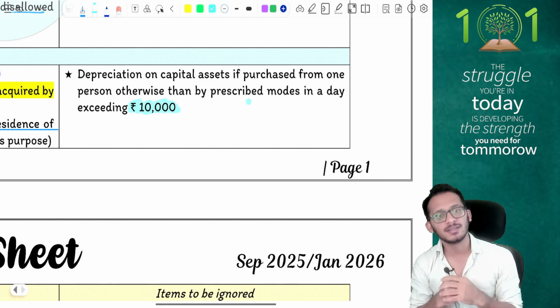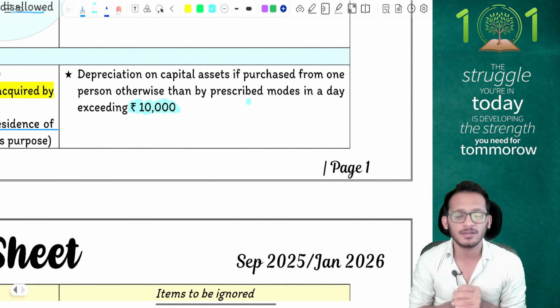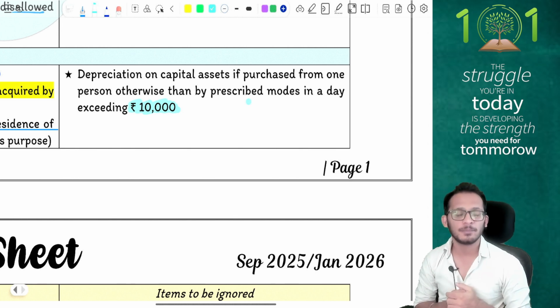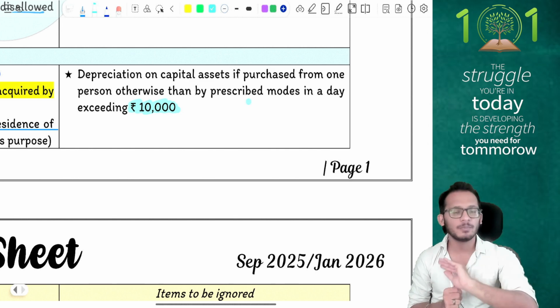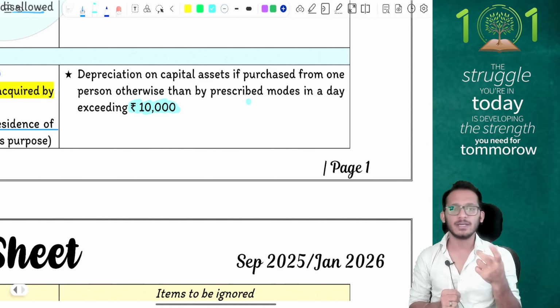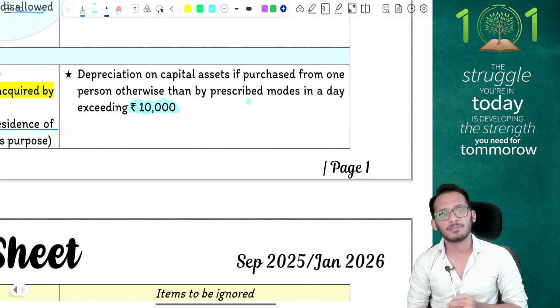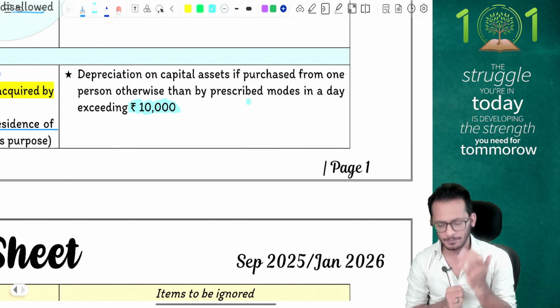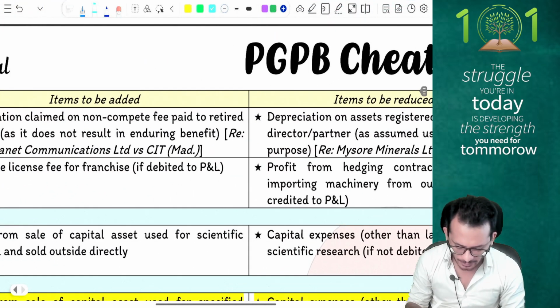For instance, if the question says that the asset which is purchased is 1 crore, in which 40 lakh rupees was paid by cash and 60 lakh rupees were paid by permissible modes, I will take the 40 lakh rupees and I will ignore it for the purpose of computing depreciation. In simple words, I'll do depreciation only on the 60 lakh rupees. Are we clear? Yes? Great. What other things do we have, people?